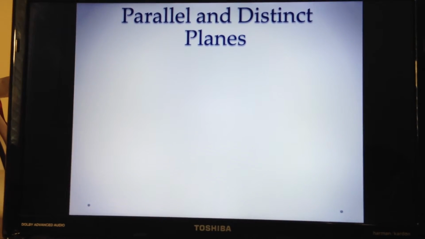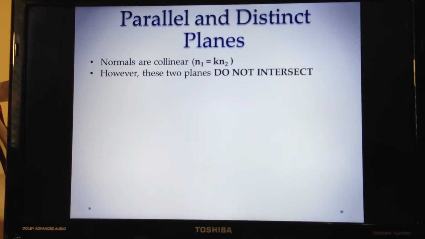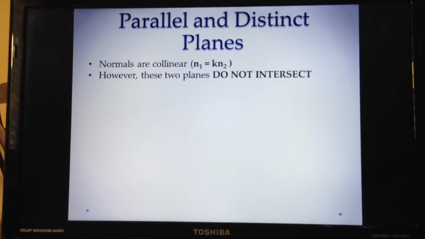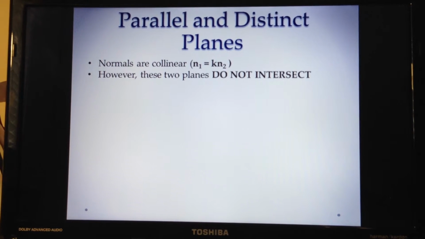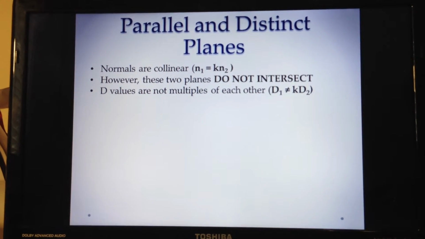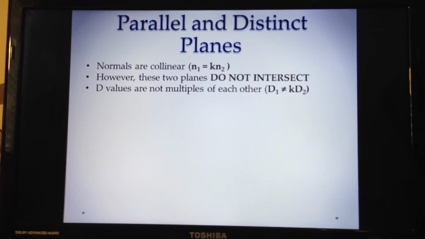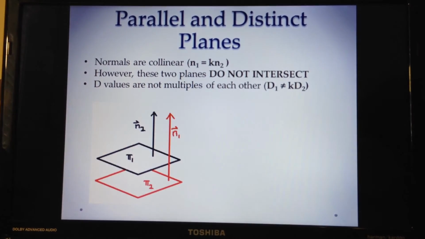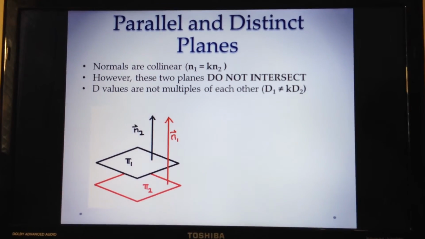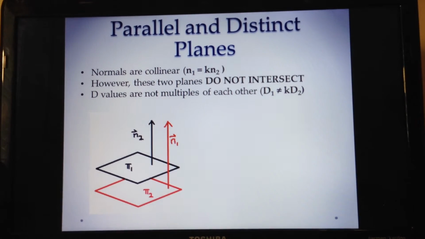Second scenario, parallel and distinct planes. The normals are collinear. However, the planes do not intersect, meaning they do not have any solutions nor do they touch each other. The d values are not multiples of each other, meaning d1 cannot equal a scalar multiple of d2. So basically that's a diagram of that example. As you can see, the normals are parallel, but the d values are not.